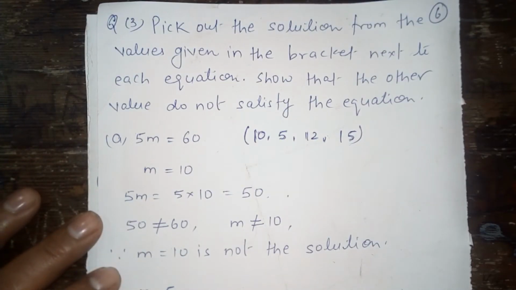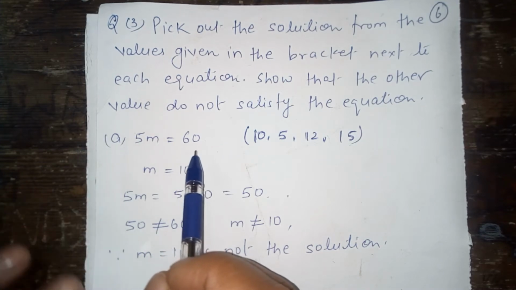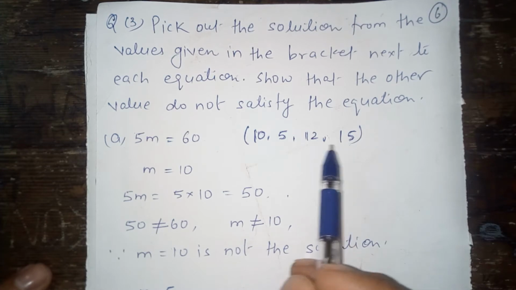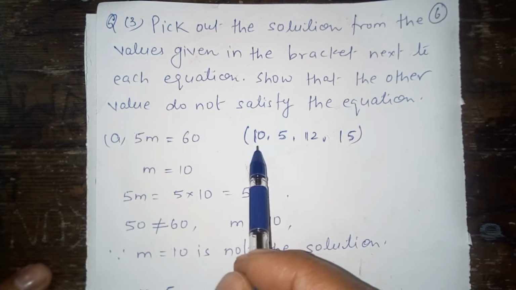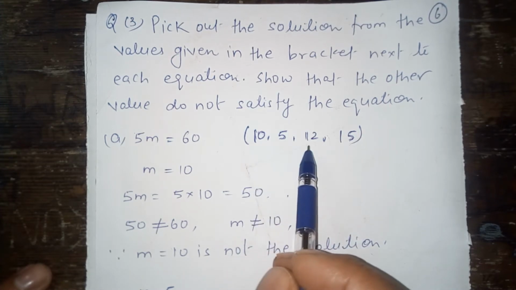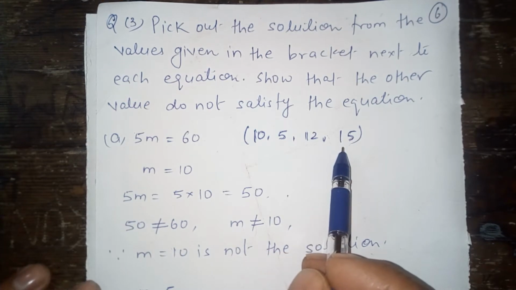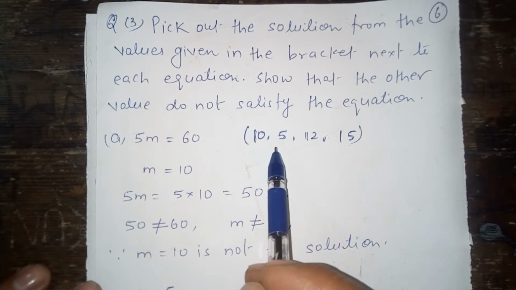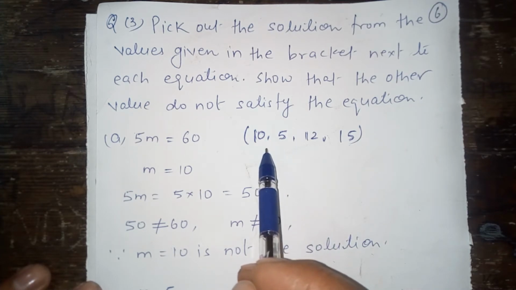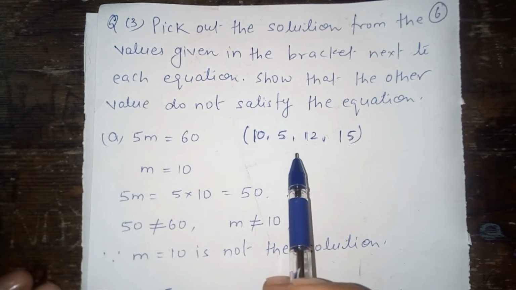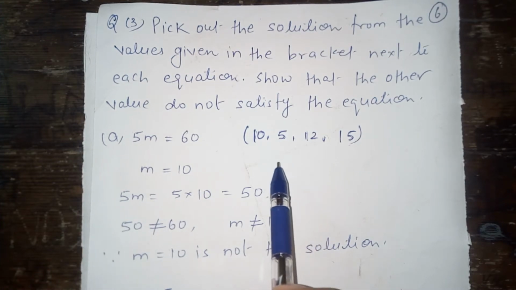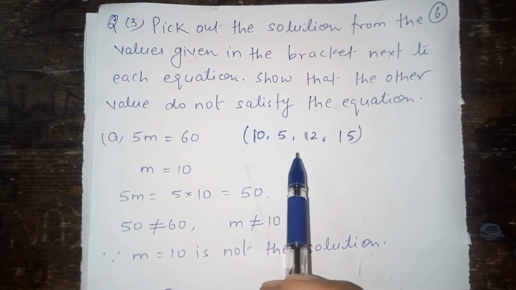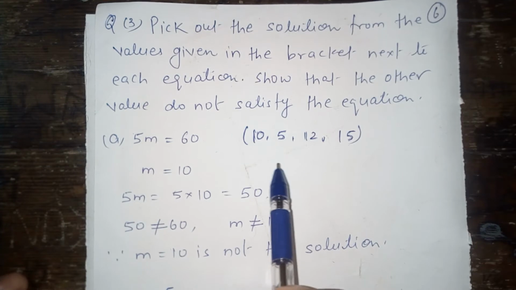Suppose this is your question: 5m is equal to 60. For this question there are 4 values of m. The first value is 10, second 5, third 12 and fourth 15. Now in these 4 values only one value is correct and 3 values are wrong. So first we will discuss which value is correct and which values are wrong with the help of calculation.